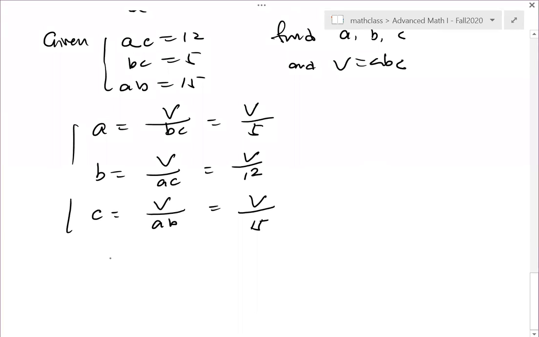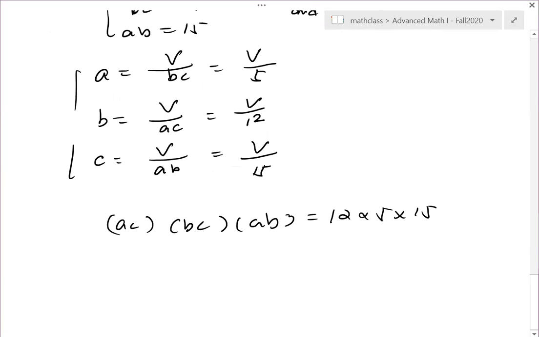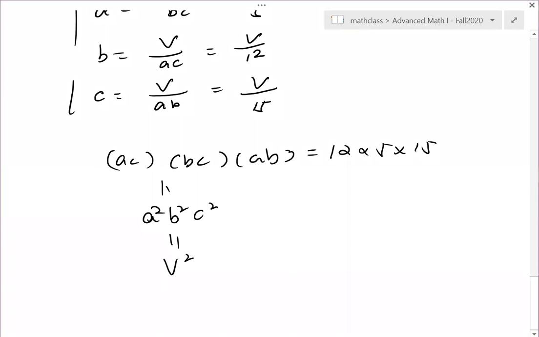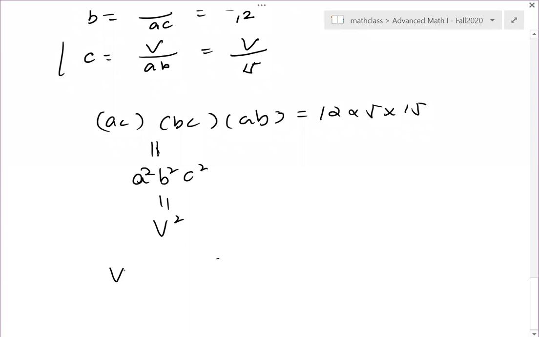Okay, let's find the volume. The volume is A times B times C. But without finding the individual values of A, B, C, how can I find the volume? Well, AC, BC, AB, if you multiply them out, it's going to be 12 times 5 times 15. The left-hand side is just A squared, B squared, C squared, which is the volume squared. So the volume is going to be the square root of 12 times 5 times 15.